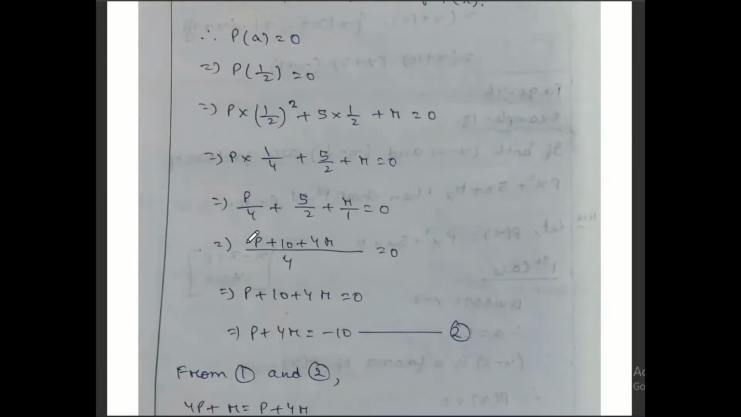Let us go for LCM. I hope you can find out the LCM. For all these denominators, LCM will be 4. So 4 1s are 4, p into 1, p only. 2 2s are 4, 2 5s are 10. 1 4s are 4, 4 into r, 4r equals 0. If this 4 goes towards the right side, 0 into 4, 0 only. So p plus 10 plus 4r equals 0. p plus 4r equals minus 10. Let us mark this one as condition 2.